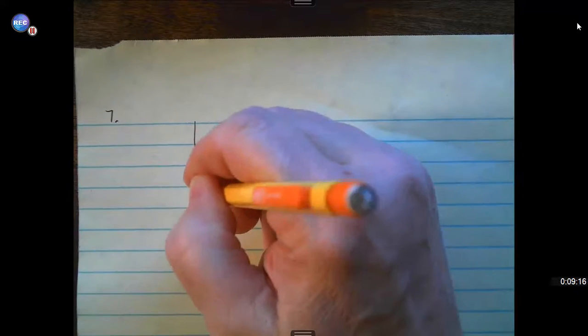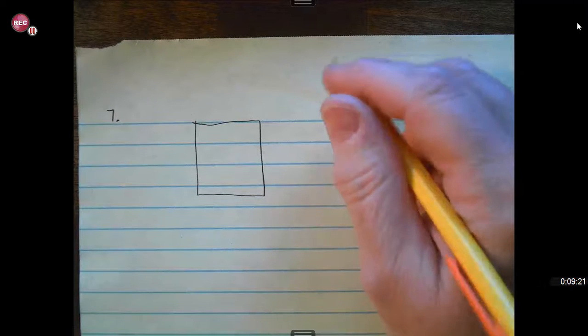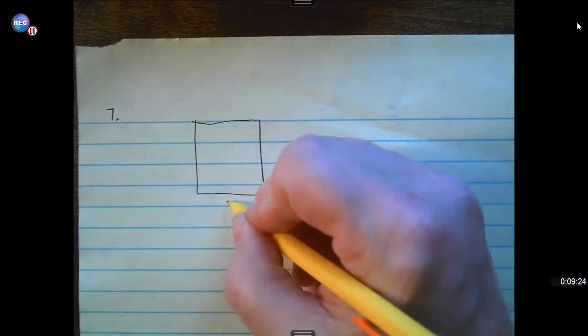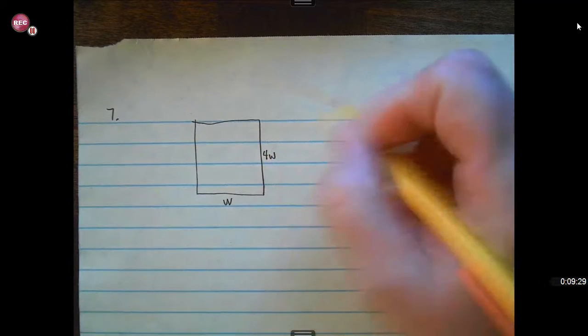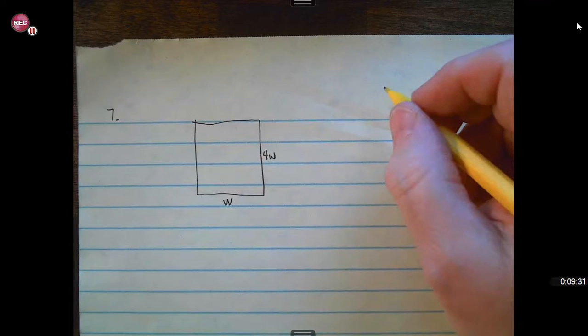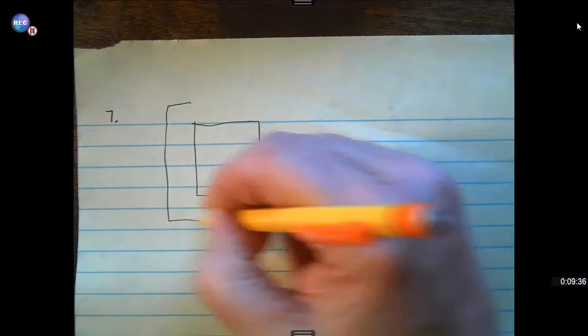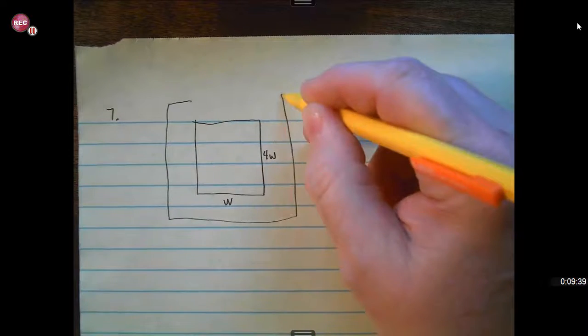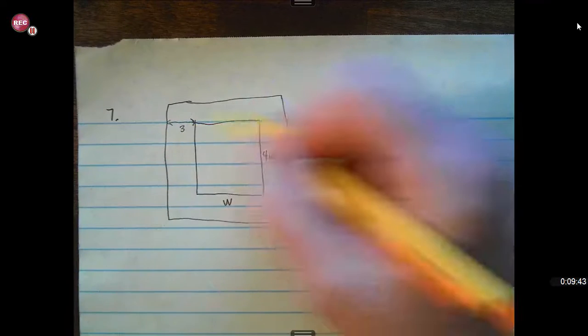Then we have number 7: a portrait without its frame. Okay, so just a portrait without its frame has a height that is 4 times its width. So if this is W, then the height is 4W. The height is 4 times the width. Its frame, now we're going to bring the frame in. Its frame is 3 inches on each side. Okay, so that means this is 3 and this is 3.